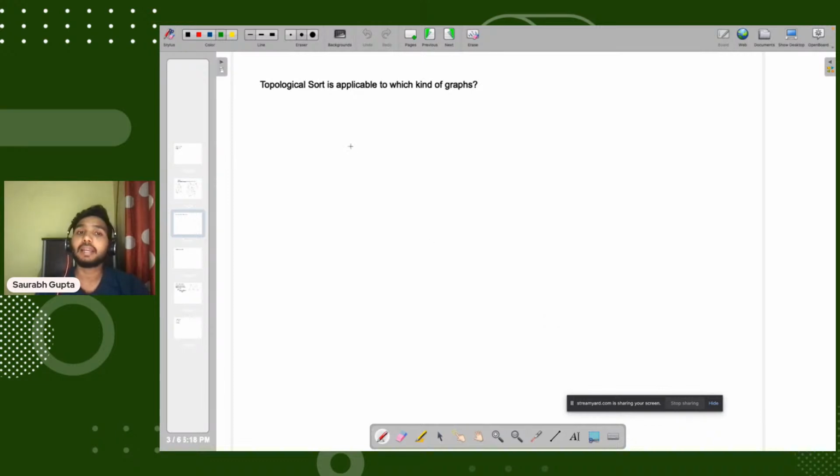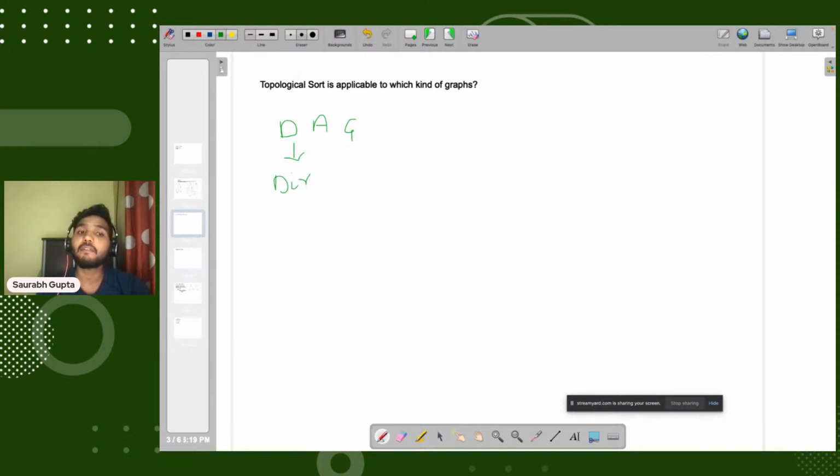Okay, so the first question that comes is, is topological sort applicable on all kinds of graph? The answer is no. Then for what kind of graph is the topological sort applicable? It is only one specific kind of graph, that is called a directed acyclic graph. And I'll tell you why it is only applicable to a directed acyclic graph.